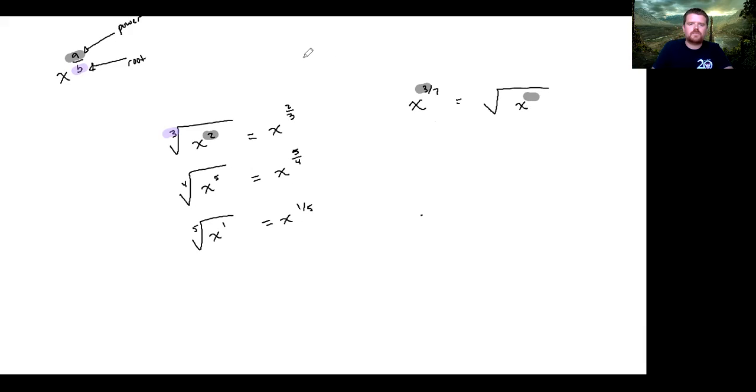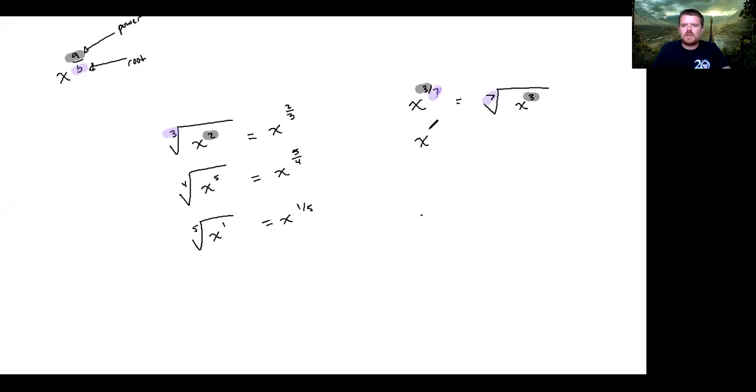So I'm going to write x cubed. And then the denominator is going to be my root, so I'm going to write 7 here. This is going to make a little more sense in application when we get into 1.4. But again, all I want you to be able to do for 1.3 is to be able to convert between the two.